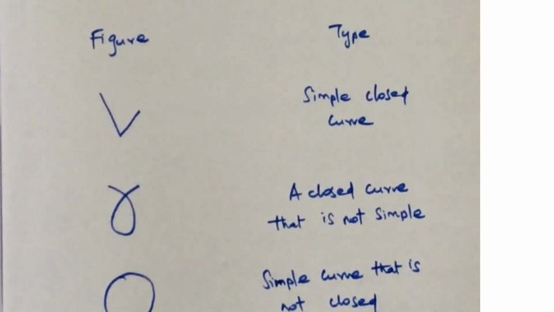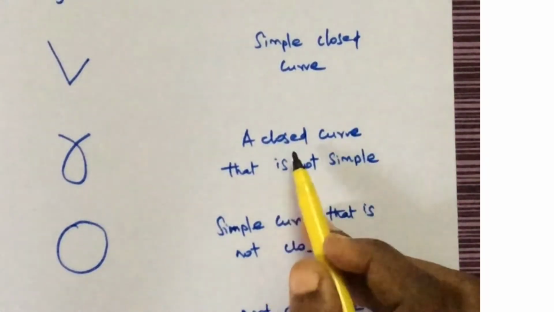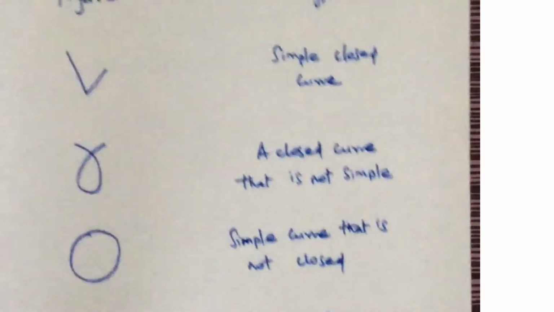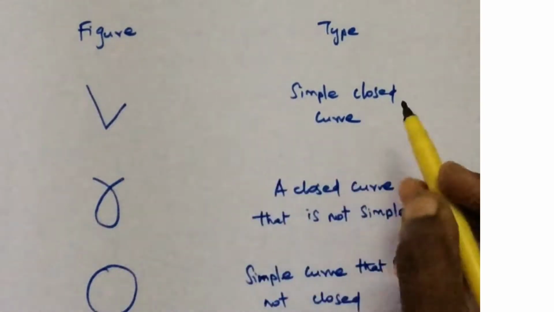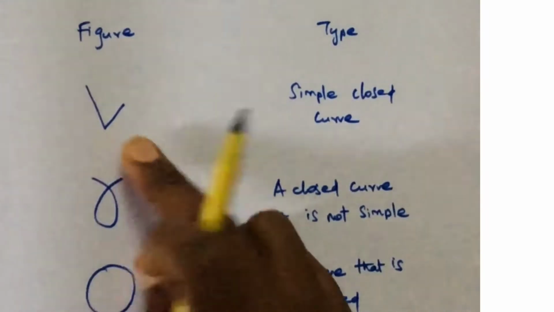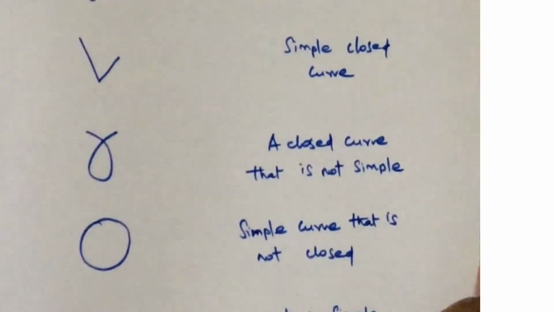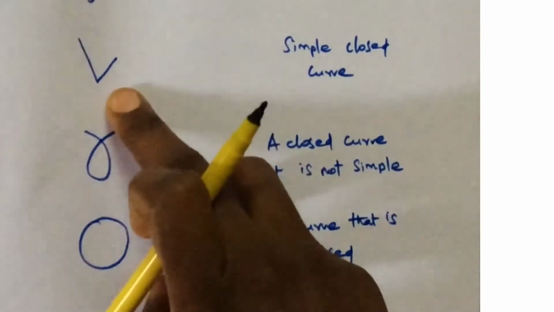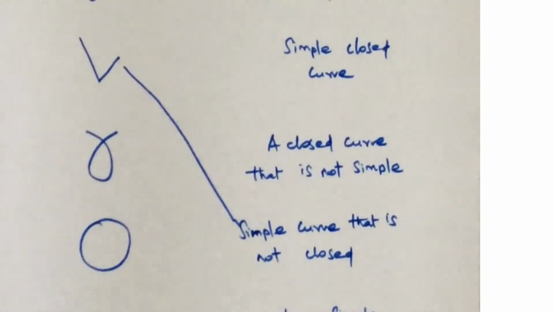Now we will try to match these. On the left side there are some figures, and on the right side you see simple closed curve, closed curve that is not simple, simple curve that is not closed, and not a simple curve. Just try to match them. This is a simple curve. First is simple closed curve. This curve is not closed because the starting point is here and the ending point is here. So this is not a closed curve. It is a simple curve that is not closed. Okay, this is a simple curve, it is not closed, so you can match it.